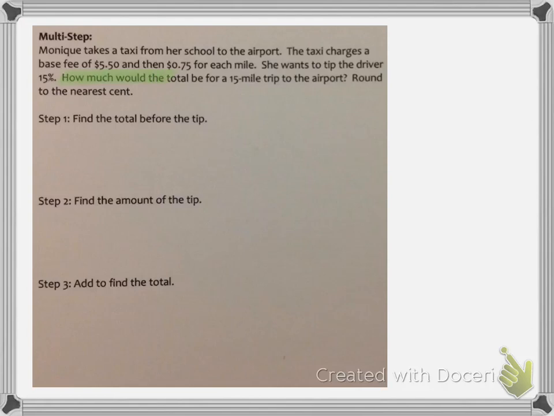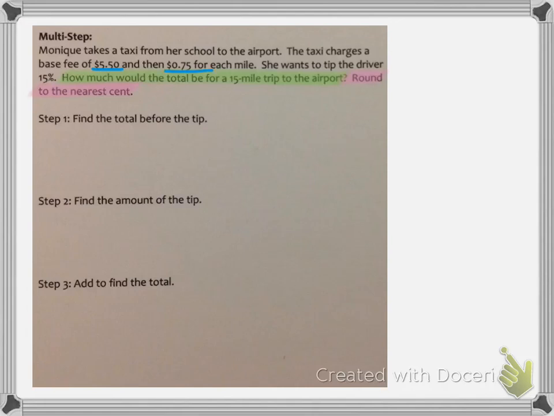Well, because it's a word problem, the first thing I want to do is highlight or underline the question. And then I also want to highlight this part that says round to the nearest cent, because I think that's something that I'm going to need to remember to do at the end. I'm also going to want to look at my problem for any important numbers or information that I can circle or underline. Well, $5.50 is the base fee, so we know she has to pay that much anyway, so I think that's an important number.